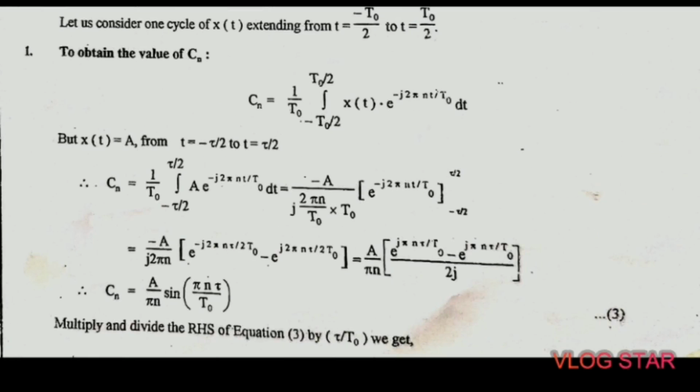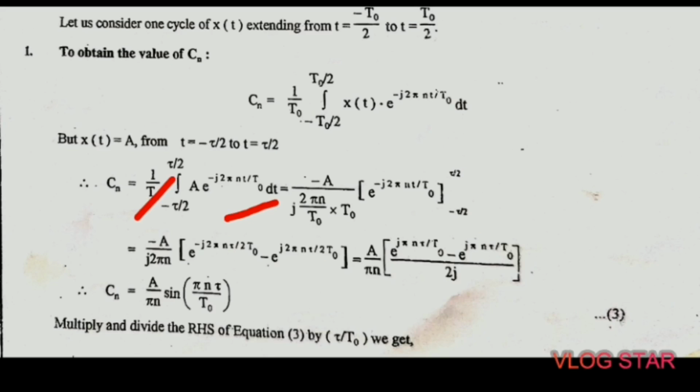to obtain first the value of Cn. As we know that Cn is equal to 1 upon T0 integration of minus T0 by 2 to plus T0 by 2 x of t into e raised to minus j 2 pi n t upon T0 into dt. Just put the value of x of t, that is A, and limits instead of minus T0 by 2 to plus T0 by 2 as minus tau by 2 to plus tau by 2. So the equation becomes Cn is equal to 1 upon T0 integration of minus tau by 2 to plus tau by 2. The value of x of t is A into e raised to minus j 2 pi n t upon T0 into dt.